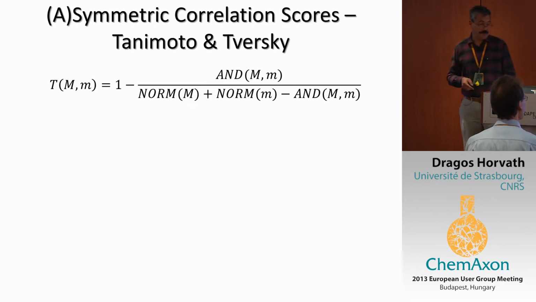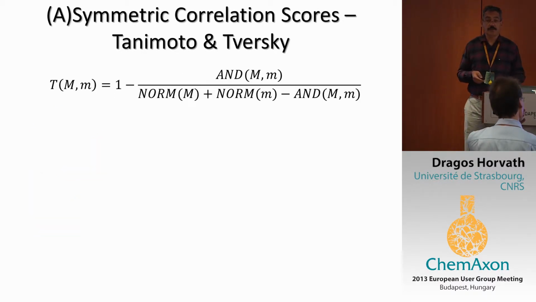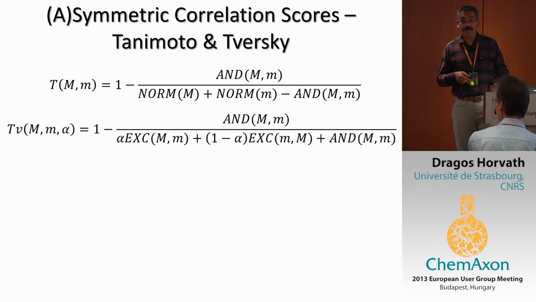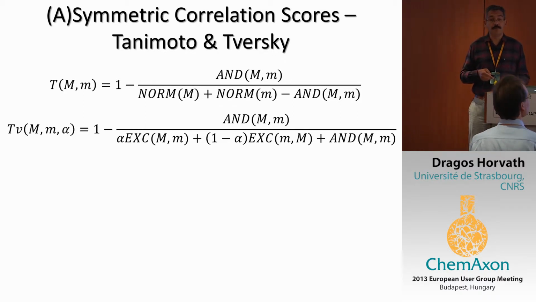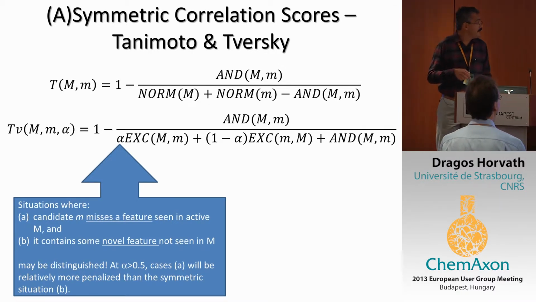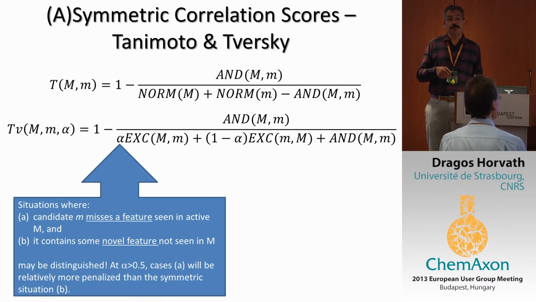And then, of course, you have the one and only Tanimoto everybody knows about, and our favorite Tversky metric. So Tversky is not really a metric because it's not symmetrical. If you look at this alpha here, you can see that Tversky helps you to distinguish between the two situations.